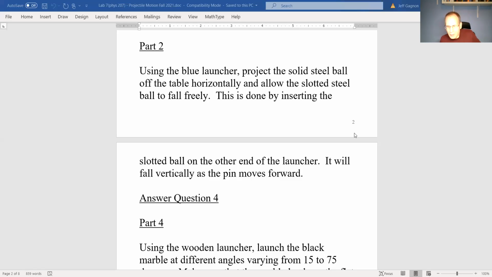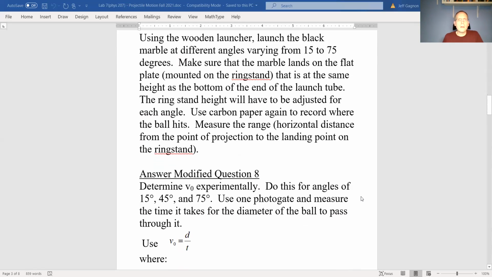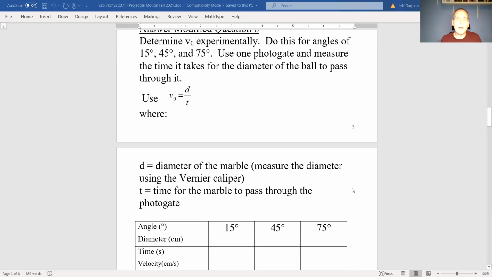Okay, so then after you're done that, then we're sort of into the main part of the lab. So this is part 4. These are from your lab manual. So we're basically skipping part 3. This is going right to part 4. So the first question that we have to answer is a modified question 8. And basically what we're doing here is we're determining the launch velocity of the ball.